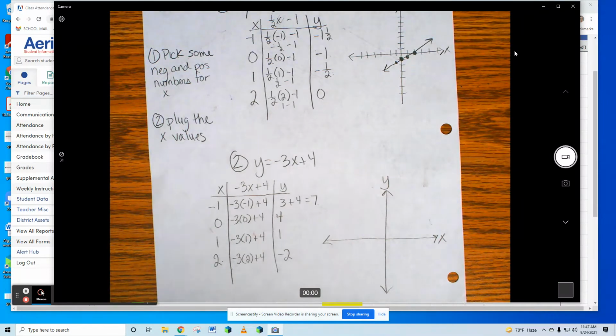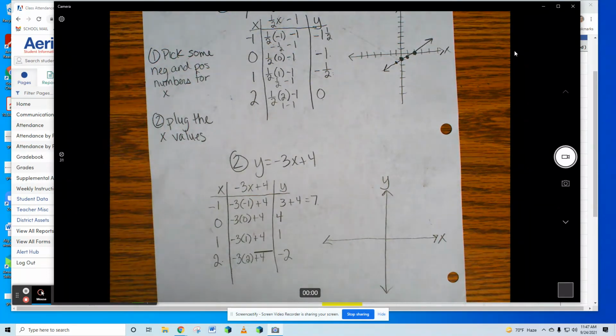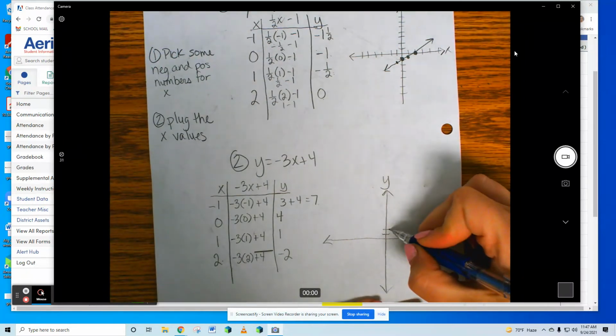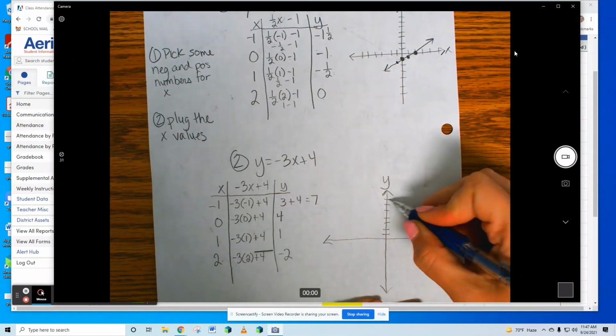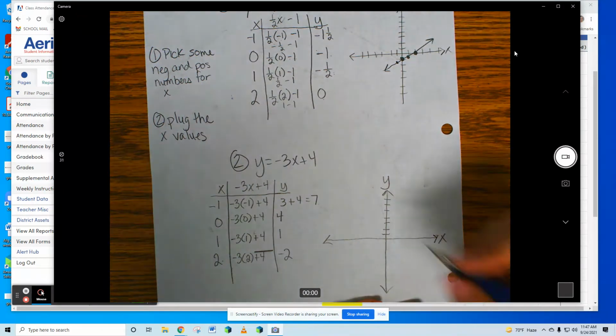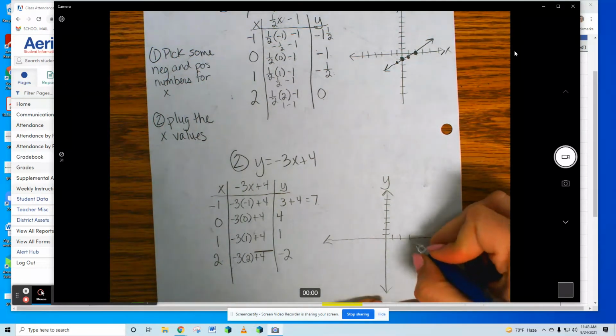All right, plot those points. I noticed that I have to go to 7 on one of my points. So for sure, I need to make 7 hash marks. And I go 7 up. So I'm going to do 3, 4, 5, 6, 7, at least there. I have to stay constant. I can't change the spacing.